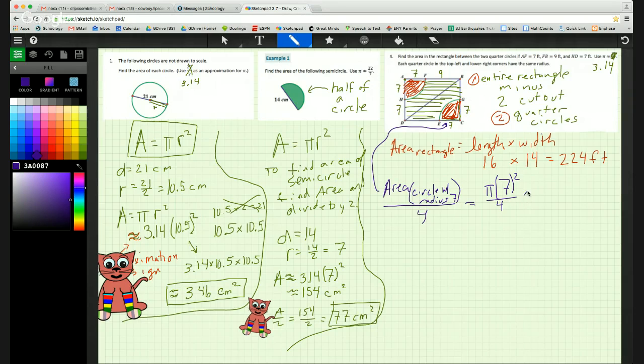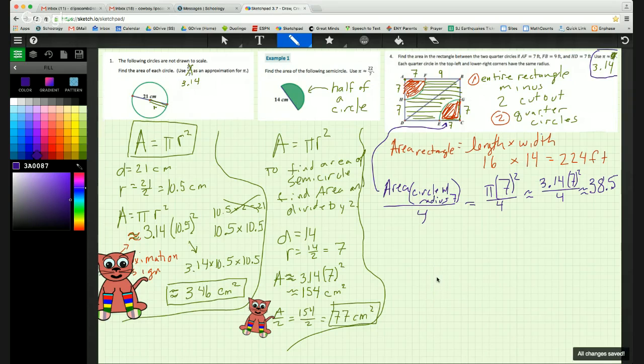So let's approximate that, because the problem says we can approximate it. Let's do 3.14 times 7 squared over 4. And let's see what that comes out to on our calculator. So I'm going to type that into my calculator. I get about 38.5. I'm going to round it a little bit. We're going to call it 38.5. So this piece here, again, is 38.5.